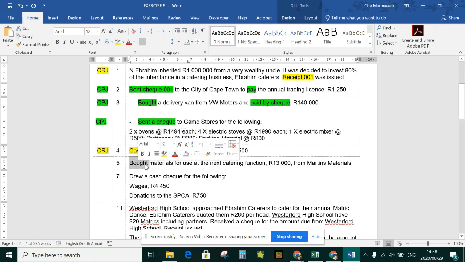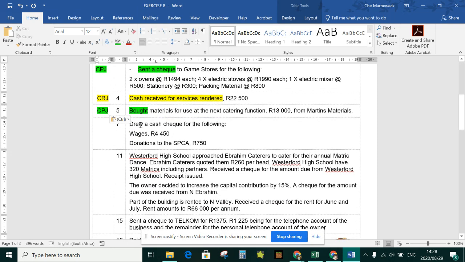Bought materials. If we are buying, we are spending money. So cash payments journal. Drew a check. Hopefully you know if we are drawing a check, that is, we are buying, we are paying. Other clues are wages and donations. We're paying for that. So cash payments journal.